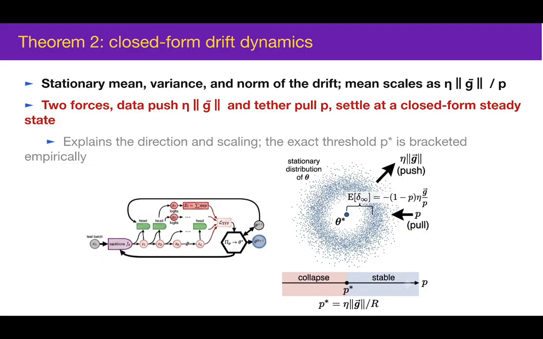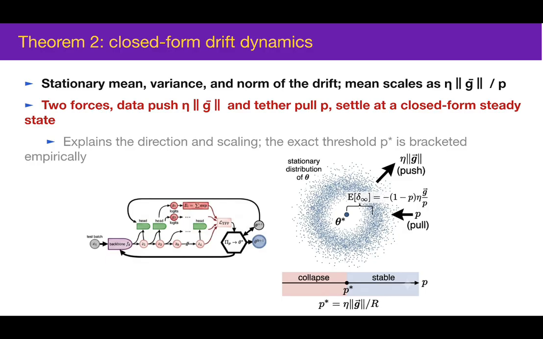And this is the main theory result, Theorem 2. A theorem is a bigger proven result. So here I derive in closed form, meaning an exact formula, how the parameters behave in the long run. Think of it as two forces reaching a balance: the data pushing out with the strength of eta times the gradient norm, and the tether pulling back with strength p.